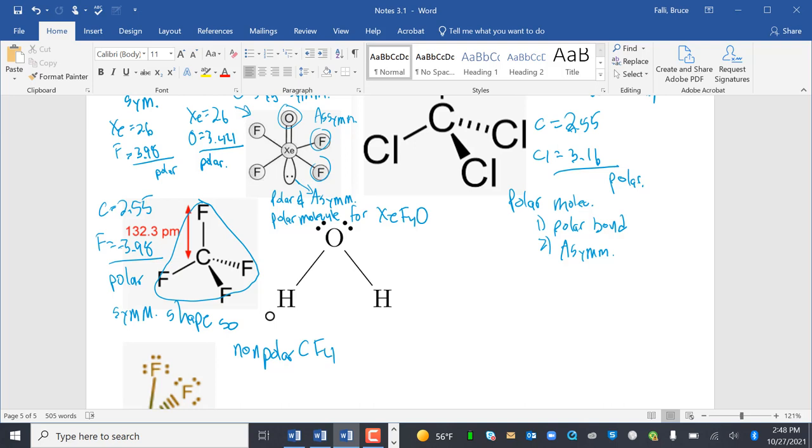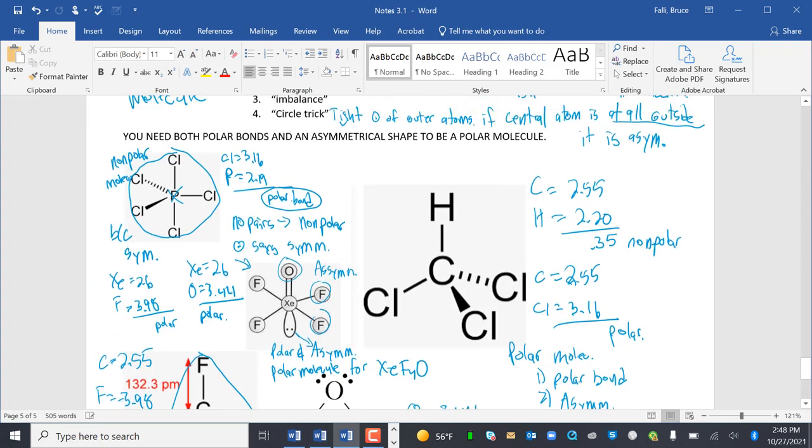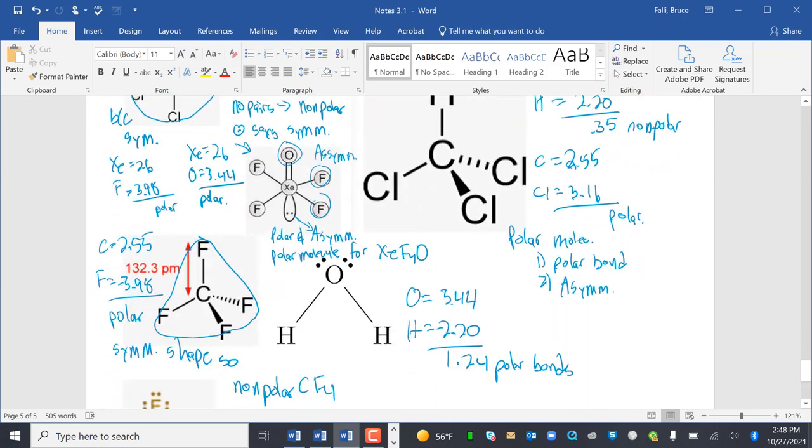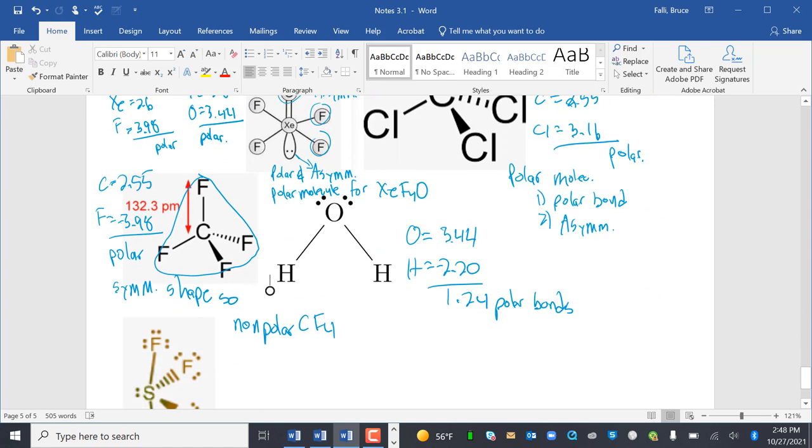Let's look at H2O. O to H. O is 3.44. H is 2.20. Subtract those. I get 1.24, which is polar. So I have polar bonds. What about the shape? Again, to check this: different outer atoms? No, that doesn't work. Pairs of electrons? I have pairs, right? So those pairs say that I'm going to have an asymmetrical shape. So if I have polar bonds and an asymmetrical shape, that means H2O is a polar molecule.